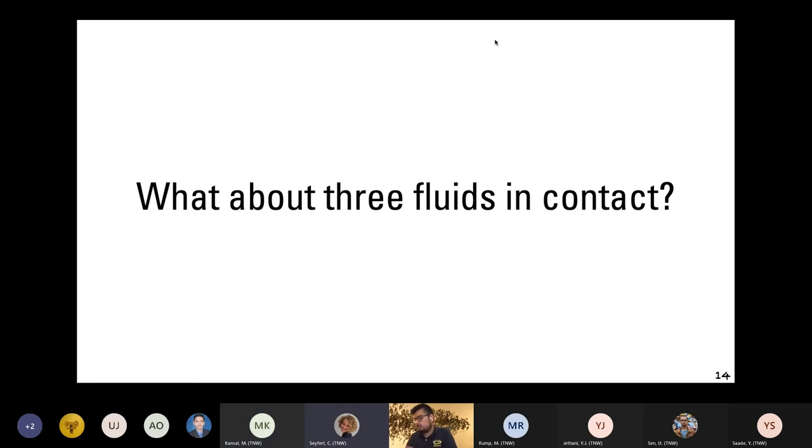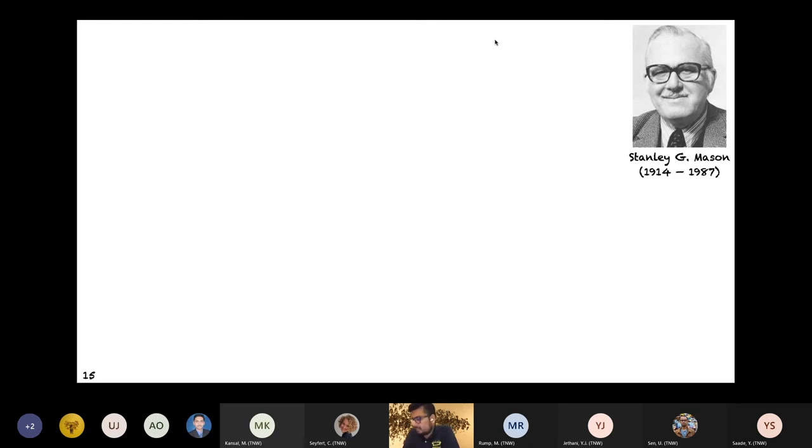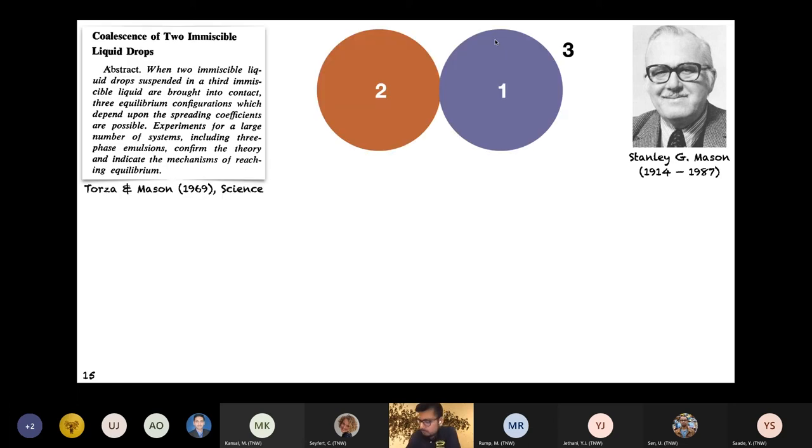Okay, thanks. So what about three fluids in contact? For that, when I started this three fluid project, I found many papers from Stanley G. Mason. I don't know if physicists know him or not, but he's a very well-known chemical engineer, and he has written tons of papers on different fluids in contact. So I'm bringing in one of his papers. I think this is from Science, on coalescence of two immiscible liquids. So you have liquid one, liquid two, and of course a third medium is air. And then you bring both of them close together and see what happens.